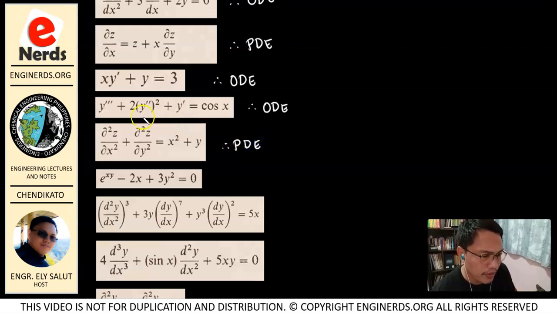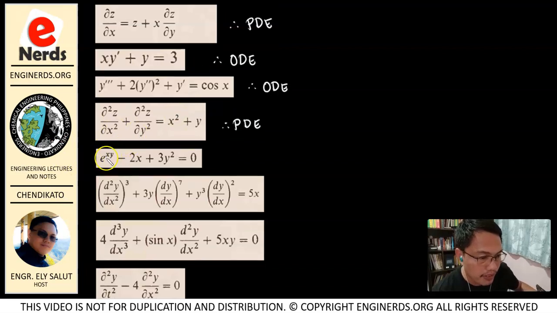So, by the way, we say that we have a partial derivative here because part of the derivative of our function is dependent on x and part of our function is dependent on y. So, that's why we have partial derivatives in here.